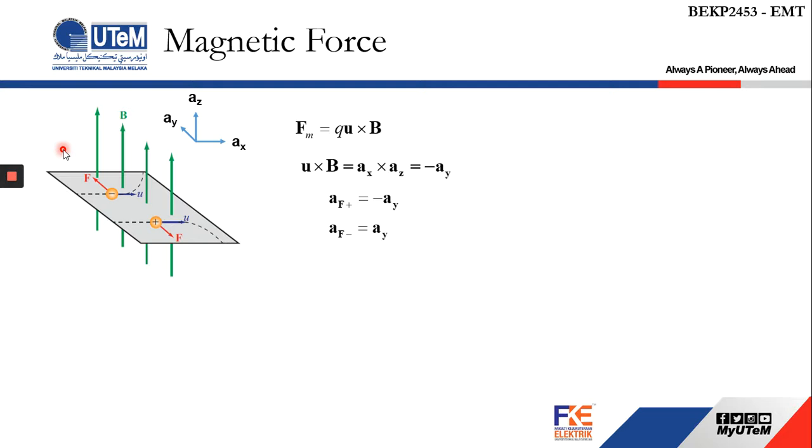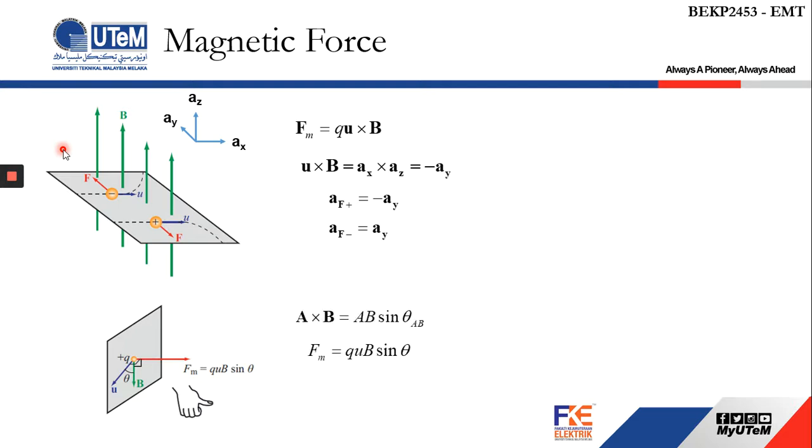Okay, so the polarity of the charge is also important. Now, let's look at another relationship if we want to find the magnitude of the magnetic force. So we know from the cross product that A cross B has a magnitude equal to magnitude A multiplied by magnitude B times sine theta.